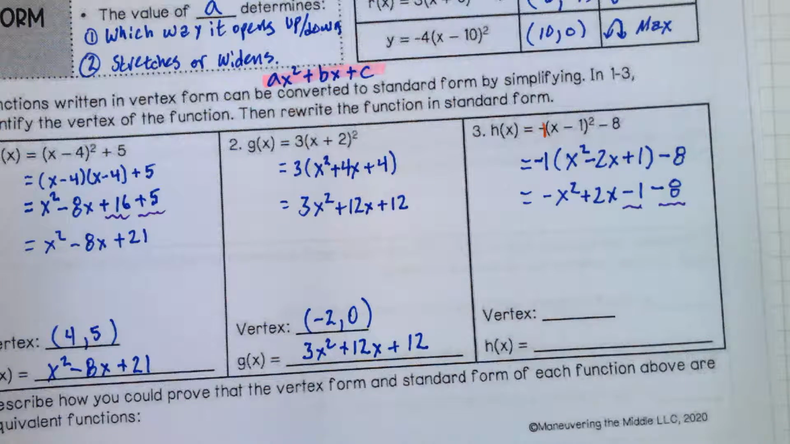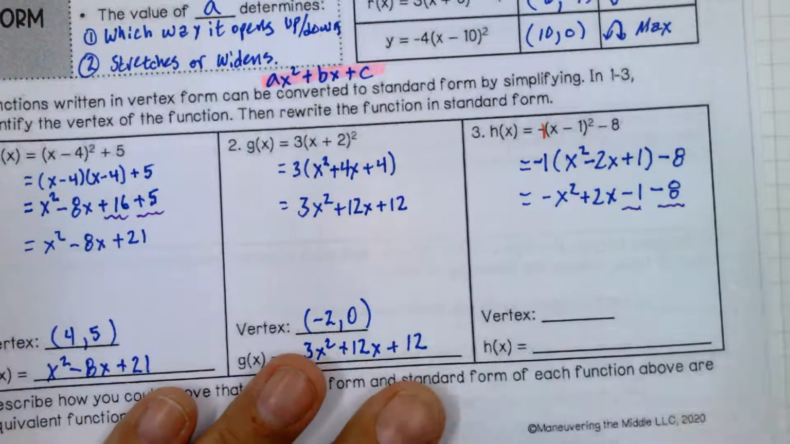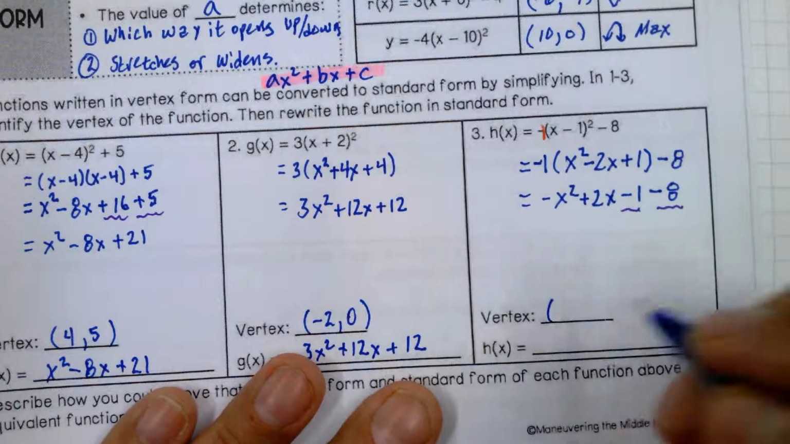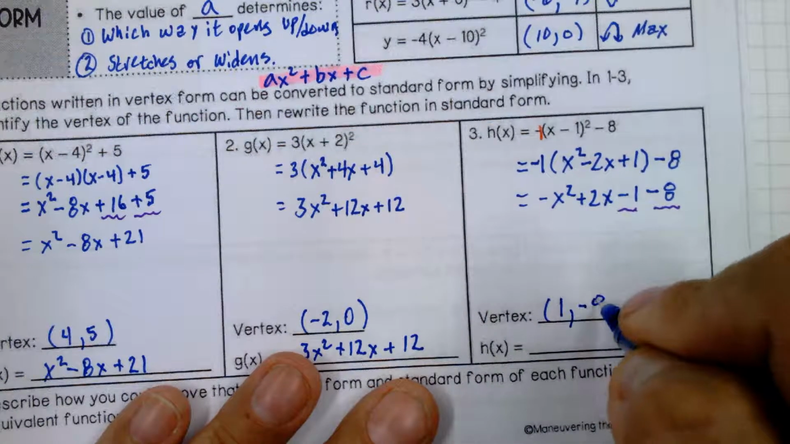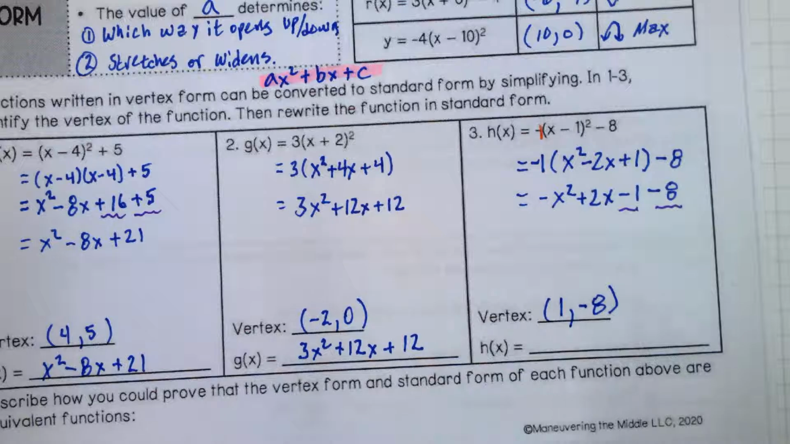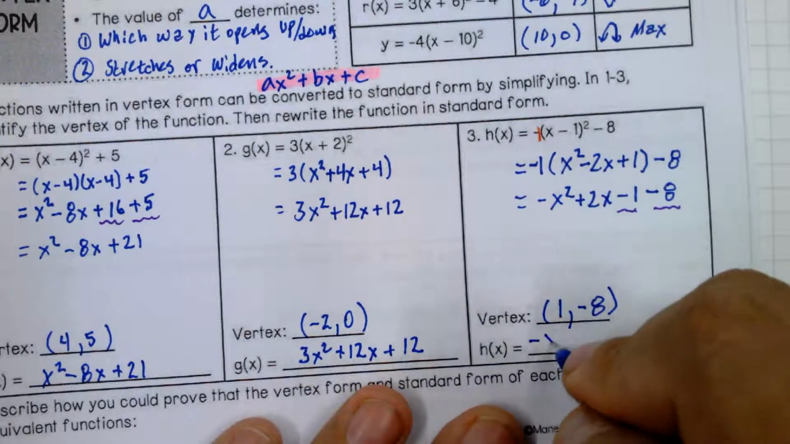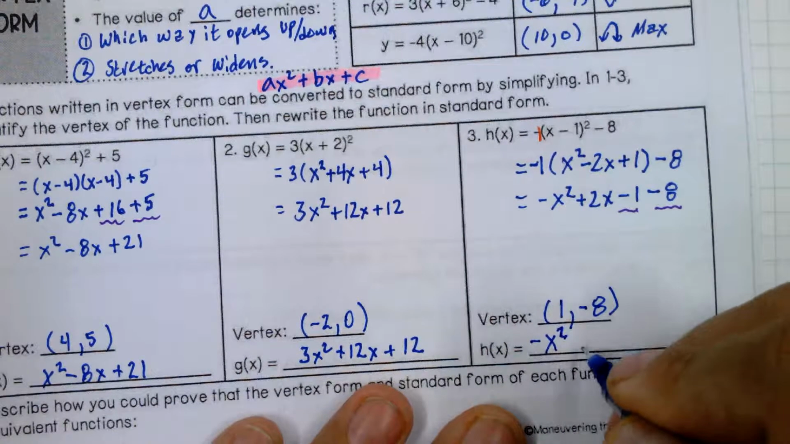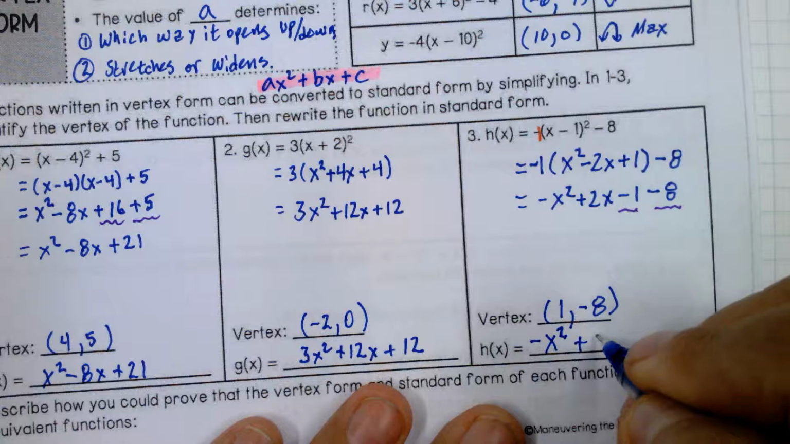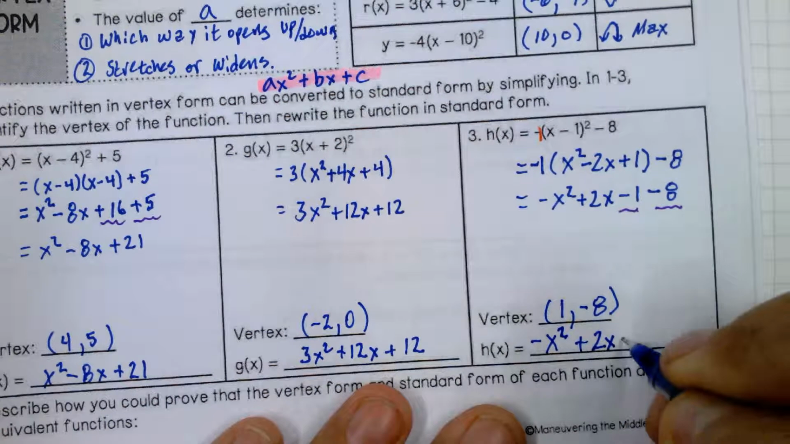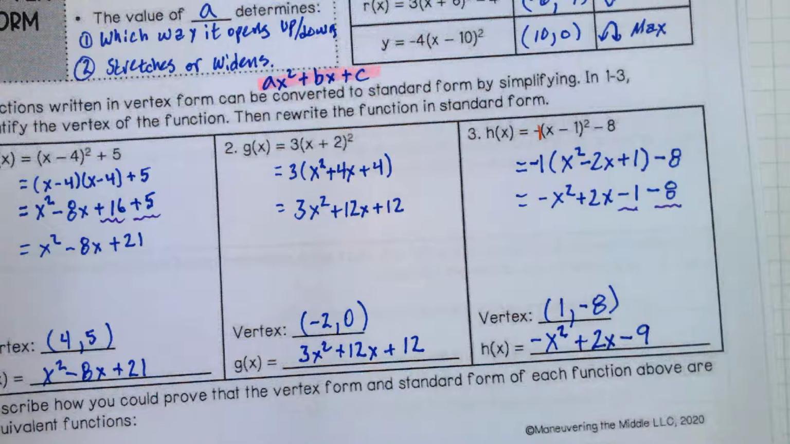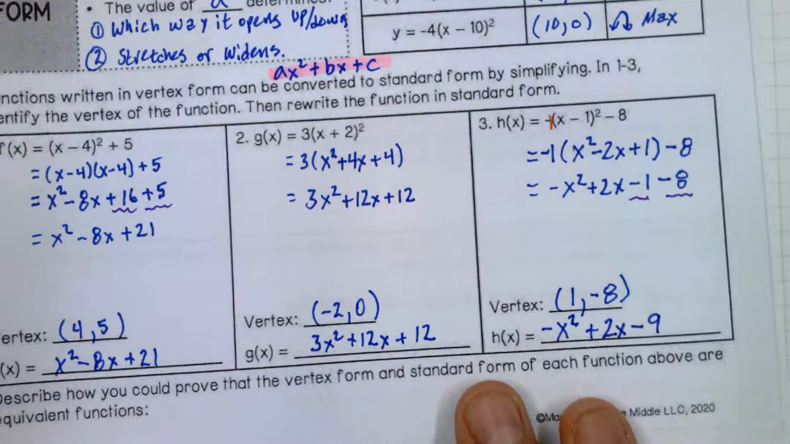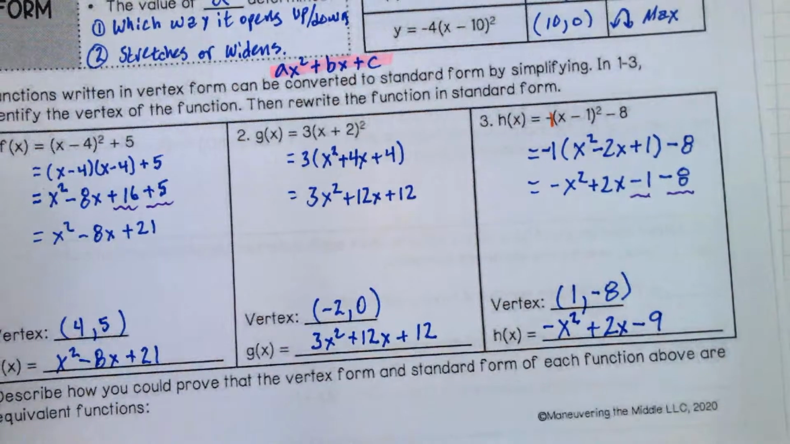Okay? So we have everything we need now. We have a vertex. What's our vertex value? 1, negative 8. And then we have negative x squared plus 2x minus 9. Remember, I combined the negative 1 and the negative 8. Okay? All right.